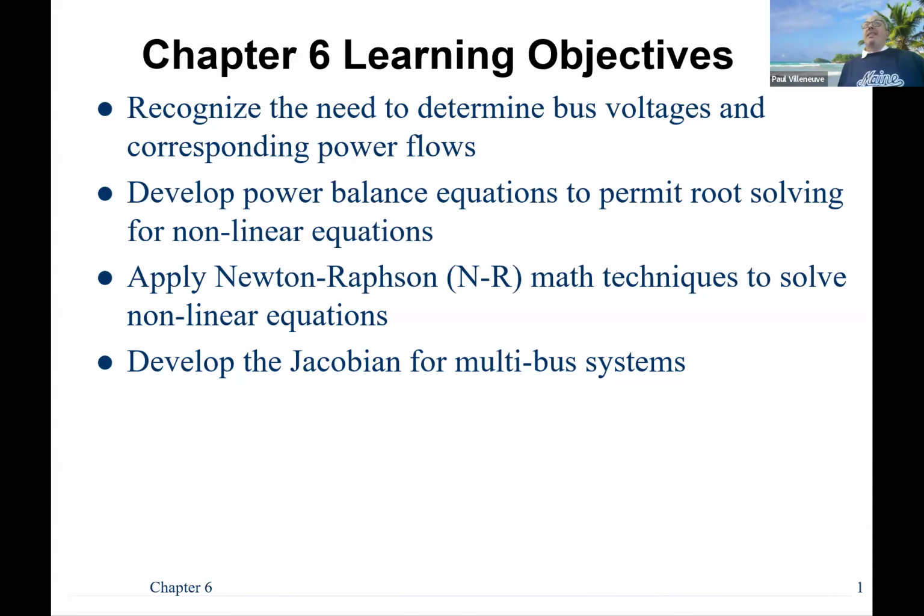We're going to use math techniques, right? Because we're solving nonlinear equations. And we're going to use the Newton-Raphson technique to actually solve those nonlinear equations. And then we're going to develop a Jacobian. Sometimes people call it a sensitivity matrix for multi-bus systems, meaning, you know, 2 bus up to 2 million buses, essentially. So again, everything is going to be in a matrix.